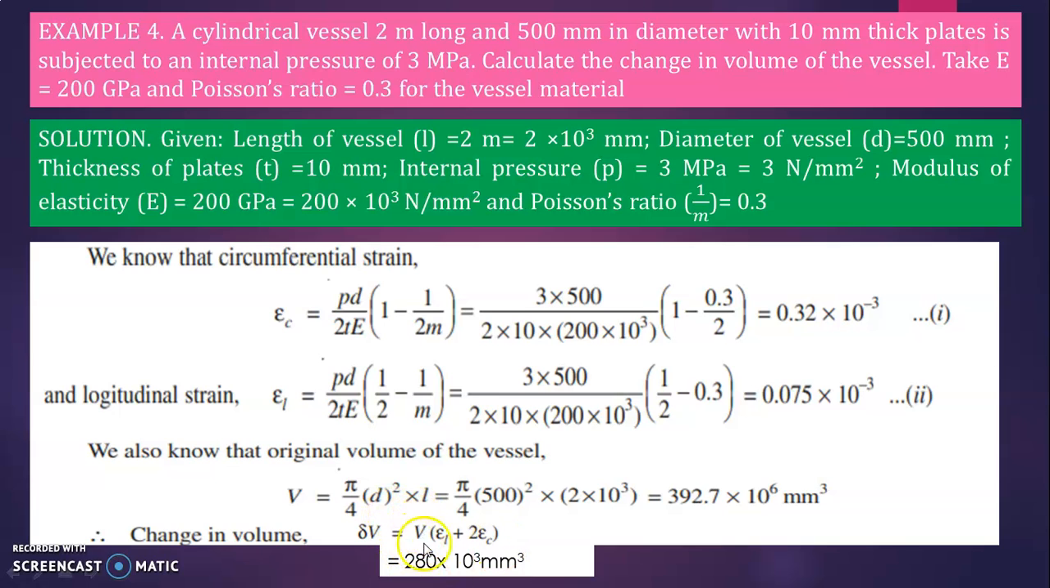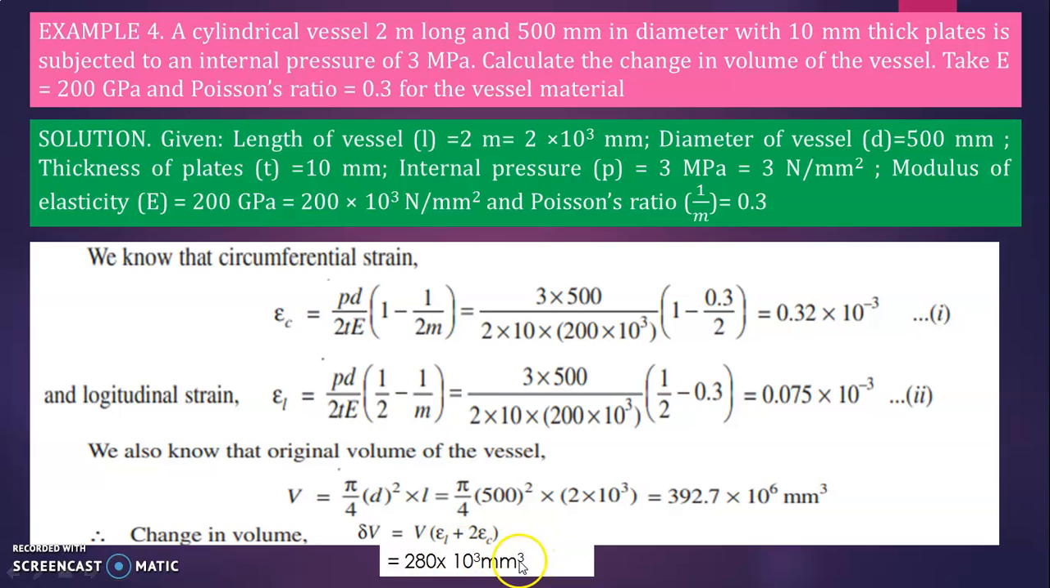So substitute V, which is area into length. First calculate V. V is pi divided by 4 into 500 square into L, which is 2 into 10 raised to 3. Once you get V, substitute the longitudinal strain you have here and the circumferential strain also, substitute the values and you get this answer. Just cross check. I got this value, you may get a different answer also.